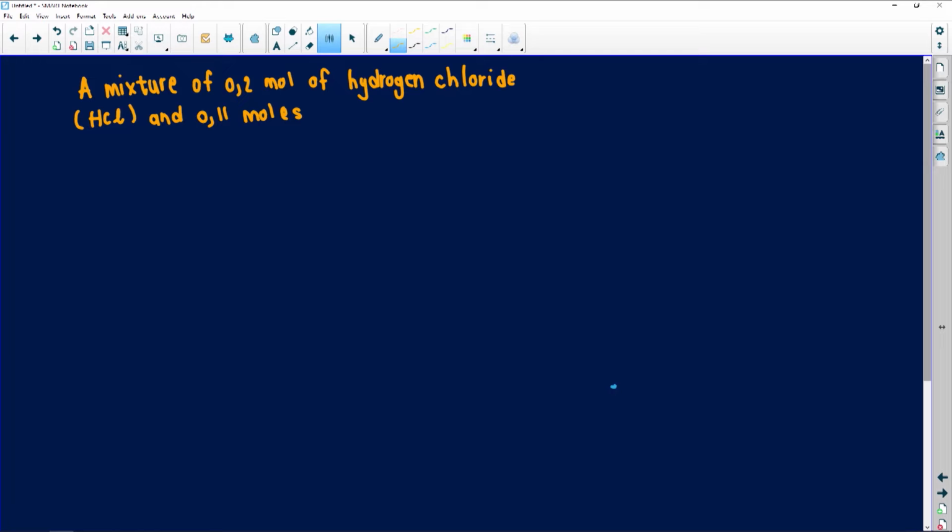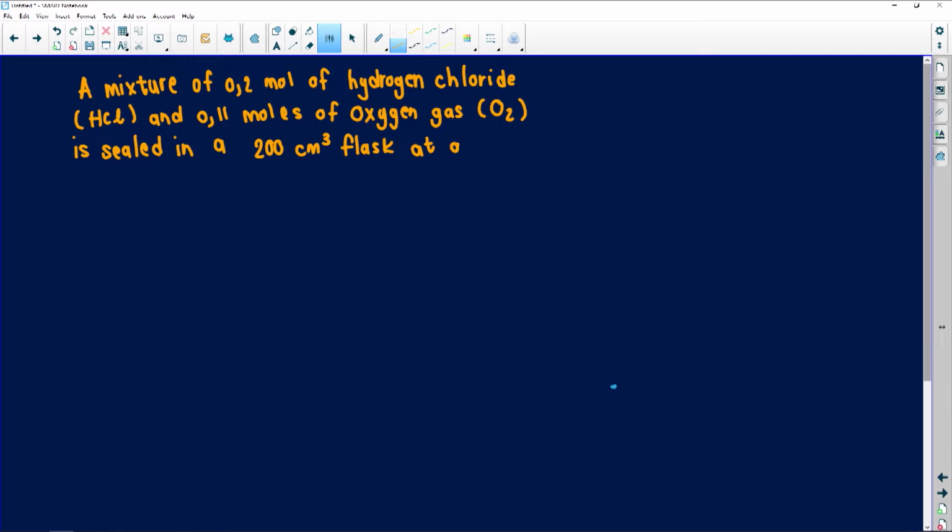And 0.11 moles of oxygen gas. Now remember, oxygen gas is a diatomic. There are 7 diatomics that you need to know. So oxygen gas will always be O2, not just an O. O just means oxygen. And it is sealed in a 200 cubic centimeter flask. Already you must have sparks flying. That is something where they're trying to trick me, at a certain temperature.